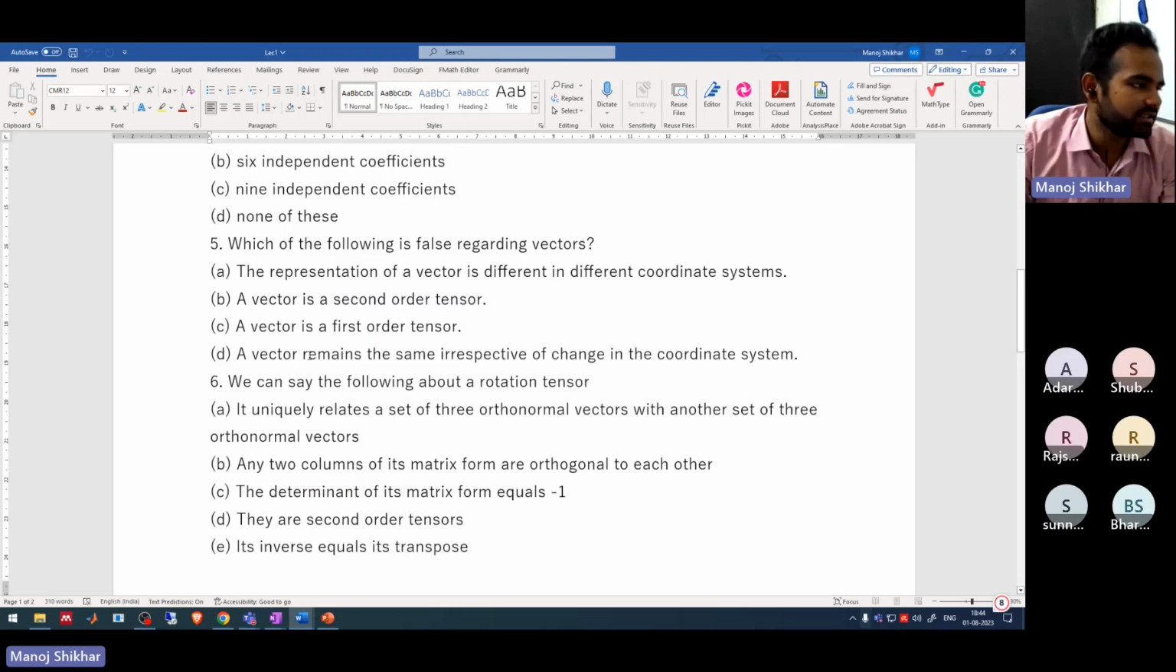Of course, I discussed it right now only, that the vector will remain whatever it is, irrespective of whatever coordinate system you are taking. Its magnitude will be the same. The direction in which it is pointing will be the same. Only the representation, which you can see in the first line, will change.